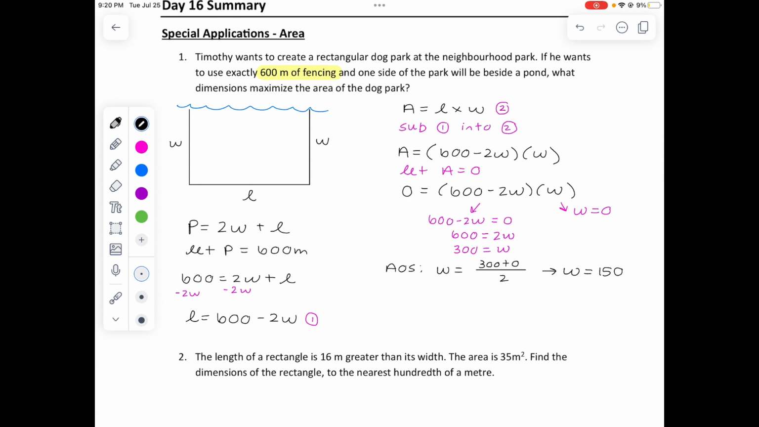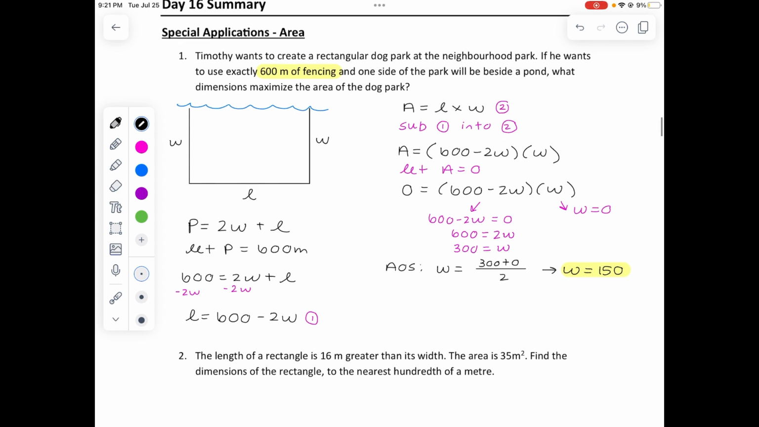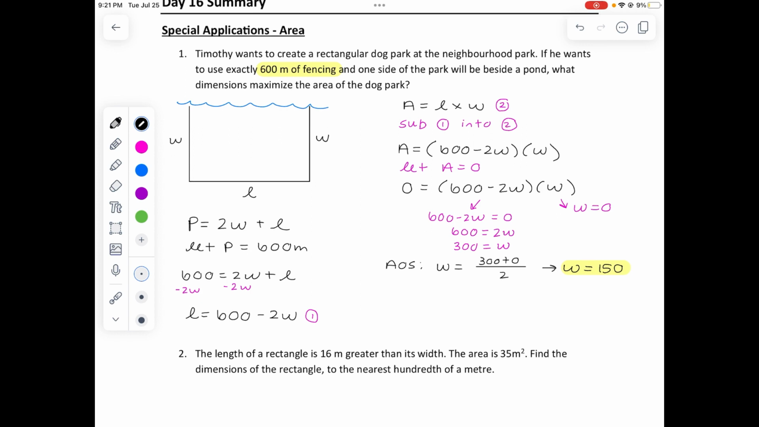Okay, so that's our first measurement that we're given. So make sure you do the axis of symmetry part before you find that, right? Because we need to find the maximum. So this is telling us when w, or when the width is 150, that's when the area is maximized, is the biggest it can be.